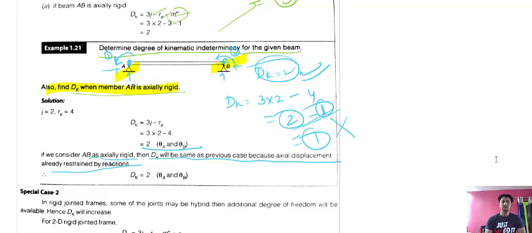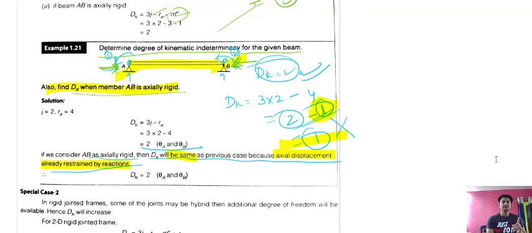Now why is it not possible? We are not subtracting the number of members that are axially rigid, because the axial displacements are already restrained by the reactions. Okay, because there are axial reactions that are already restraining these axial displacements.